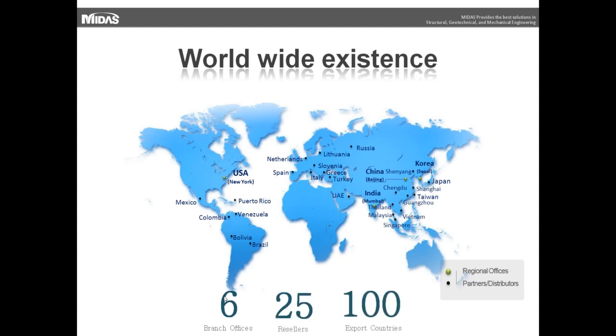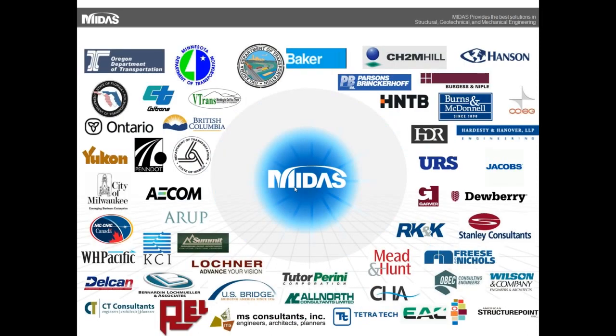Okay, so we have a total of 6 branch offices, 25 resellers, and 100 export countries. So essentially, our software is used around the world, and we're continuing to grow. For those of you who worked overseas, I'm sure, especially in Asia, our software is used quite frequently. Especially here in the U.S., it's really starting to become used more regularly, especially with many of the state DOTs.